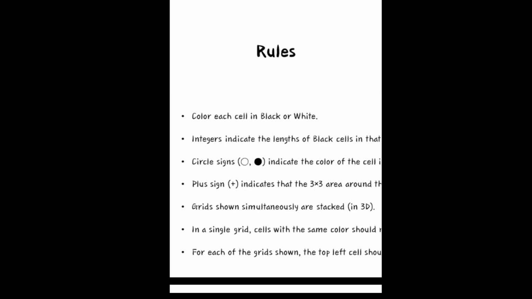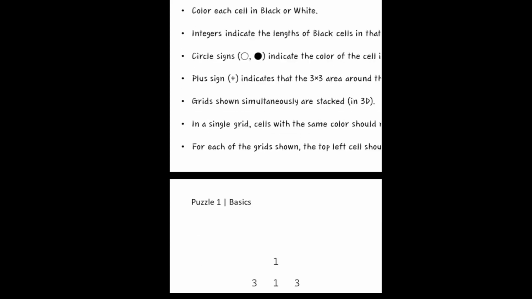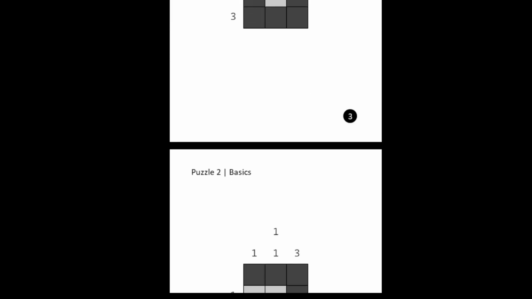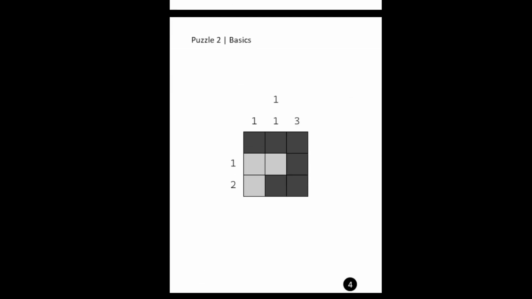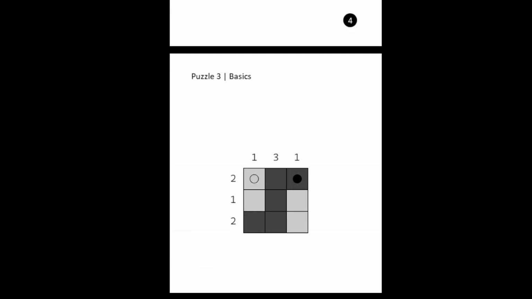So in a single grid, cells with the same color should blank. The top left cell should blank. Interesting. So the top left cell is black and we have contiguous areas. Black, contiguous areas. Black, not contiguous areas. But the white cells are connected to the outside. If we view the outside as white, then white is connected.